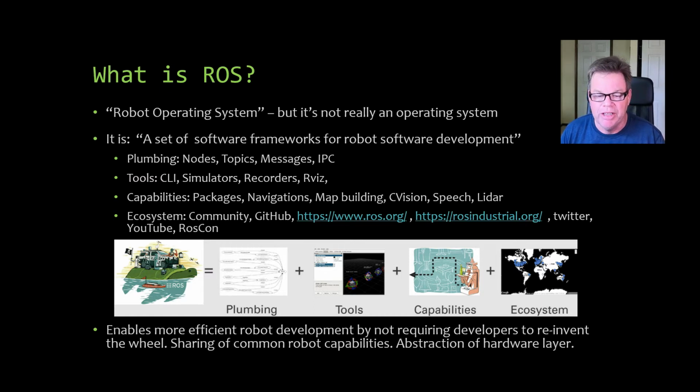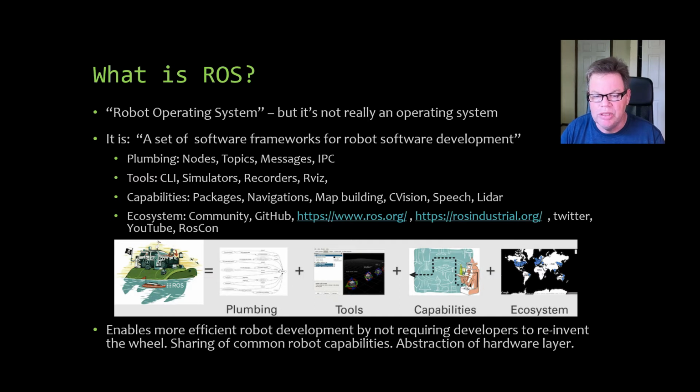And going a bit more into that, I've got this little diagram here that came off the ROS site. It's made up of plumbing, tools, capabilities, and an ecosystem. So plumbing are the components that actually run on a robot you're putting together. Plumbing includes things called nodes, topics, messages, and the inter-process communication that's going on.